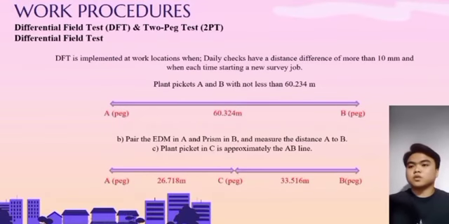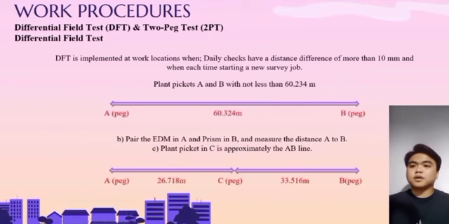Next, I will continue to present the work procedures for differential field test and two-peg test. DFT is implemented at work locations when daily checks have a distance difference of more than 10 mm and each time starting a new survey job. First, plant pickets A and B with not less than 60.234 meter. Second, place the EDM in A and prism in B and measure the distance A to B.